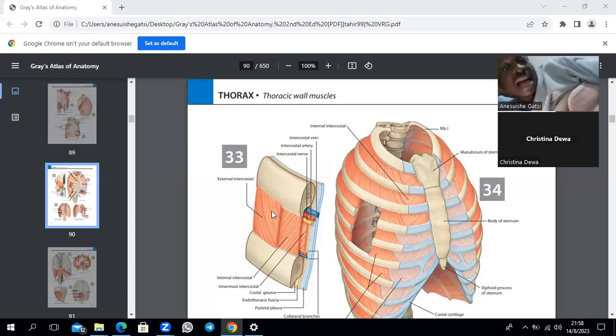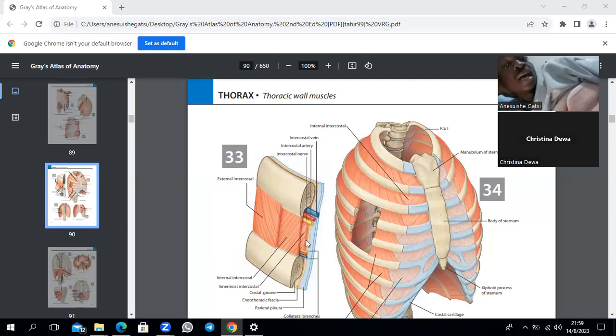After external intercostal muscle, there is internal intercostal muscle. Then after internal intercostal muscle, there is innermost intercostal. So there are three muscles: external intercostal, internal intercostal, then innermost intercostal. When you do abdomen, you find three muscles again, just that this time around, there is external oblique, internal oblique, then transversus abdominis. That's for the abdomen. But for the thorax, we have these three: external intercostal, internal intercostal, then innermost intercostal.